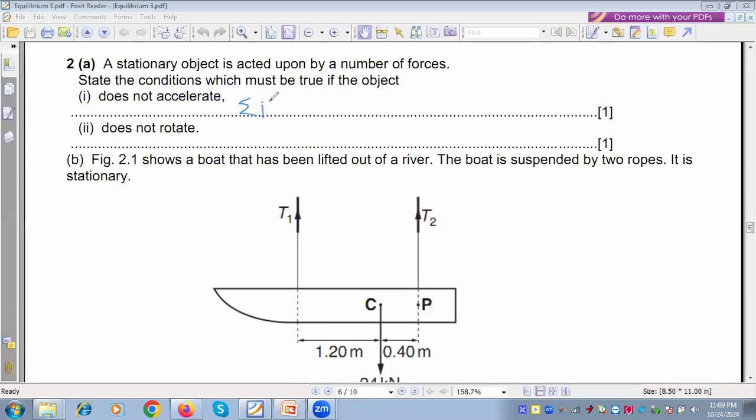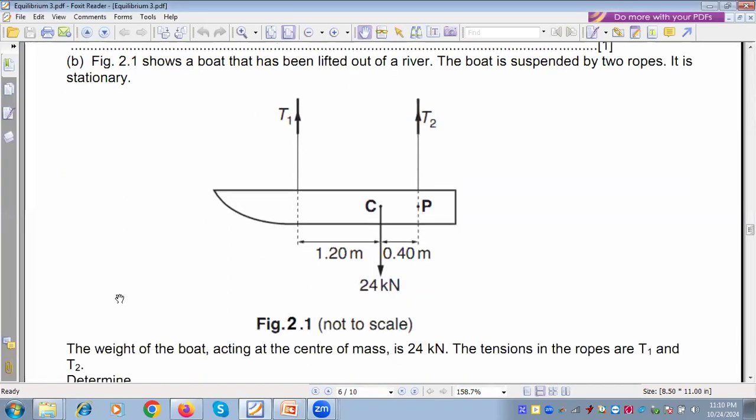Here the sum of F is to be 0, and here resultant moment. It means total clockwise moment is equal to total anti-clockwise moment, or total anti-clockwise moment is equal to total clockwise moment. Let us have a look at the figure. This is question number 2 of that paper.